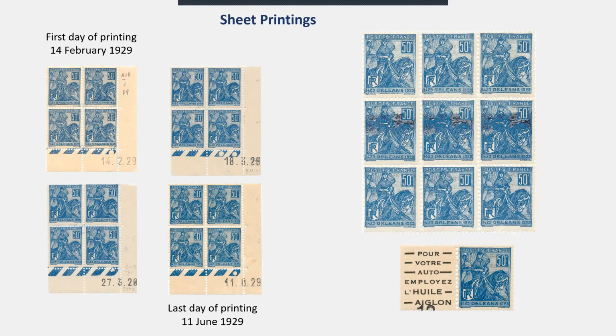The first day of printing of the sheet stamps was the 14th of February 1929, and that's the dated corner block there, the top left. And the last day of printing was the 11th of June 1929. And again, I've got a dated corner block from that. But they're all very much that darker blue. You do get slight changes in shades of ink, but they're not anything really worth worrying about.